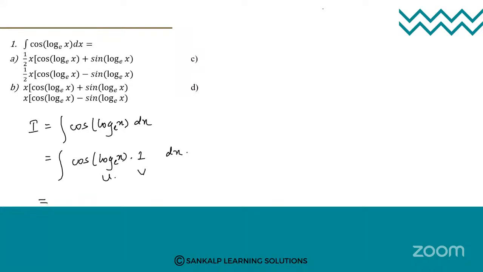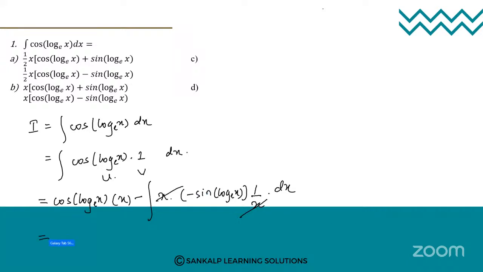What does integration by parts say? First term as it is, integration of the second term. Integration of 1 with respect to x is x, minus the integral of the differentiation of the first term times the integrated term. The differentiation of cos x is minus sin x, but in place of x we have log x. So the differentiation of log x is 1 by x. So this x and x cancel. Let me solve this.